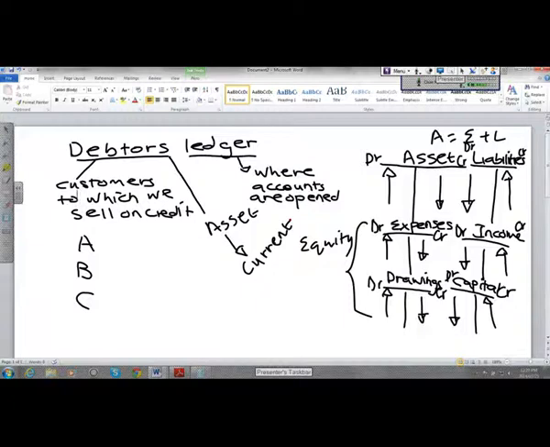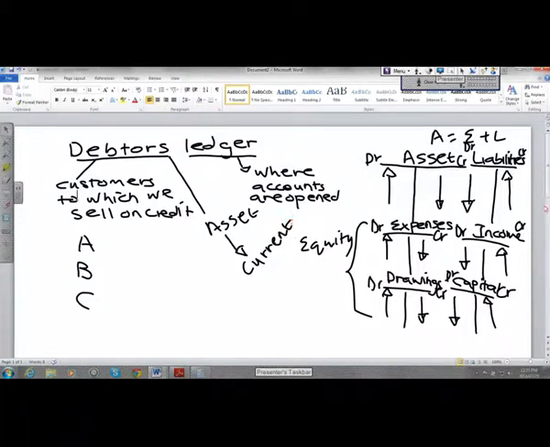But the key thing for the purposes of what we are doing is to remember that a debtor is an asset. Which means if a debtor increases, it must increase on the debit. If a debtor decreases, it must decrease on the credit. So let's have an account for a debtor, and let's have a picture and some understanding as to how it increases and how it decreases.